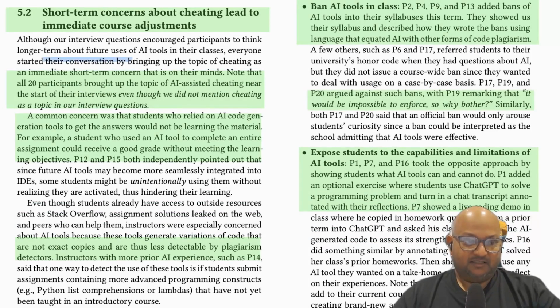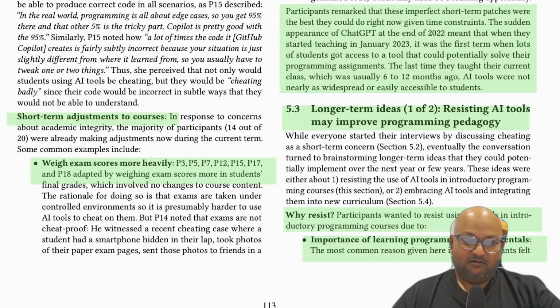In the short term, like I said, everyone was concerned about cheating. The authors note that all 20 participants brought up cheating even though they were not asked about it. So this was on the top of their mind. Obviously, the big concern there is that students could just generate answers to programming assignments without actually understanding or learning anything. So given that concern, a lot of instructors have made some short-term changes to the way they're teaching these courses. A few common measures were to weigh exam scores more heavily compared to programming assignments.